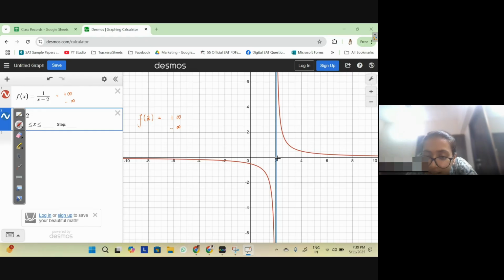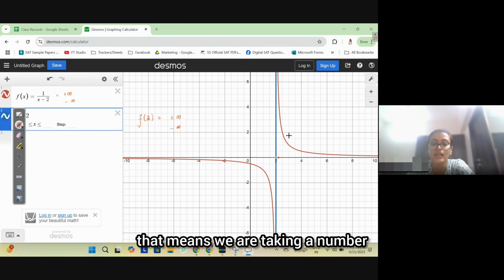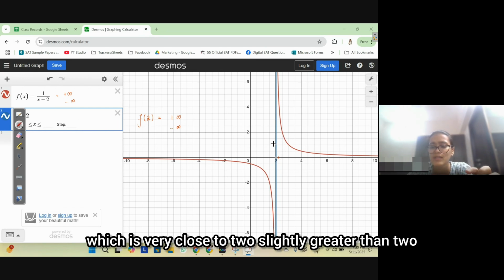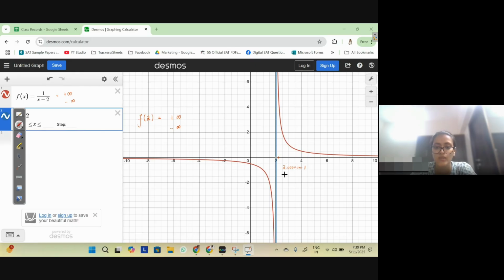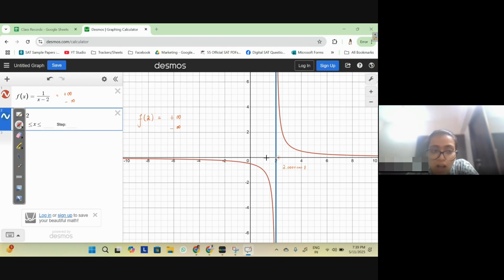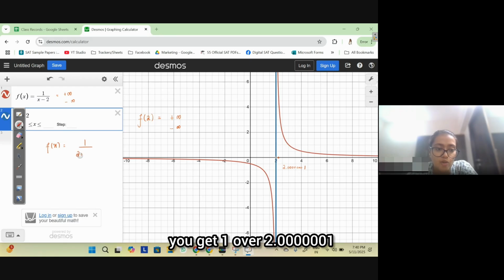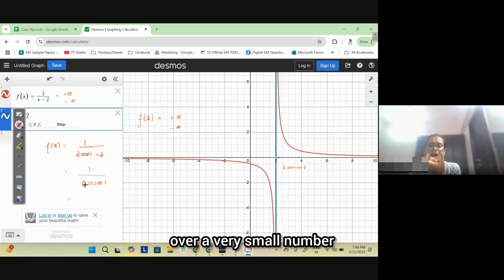Exactly. Now, the thing is, if we are approaching from the right side, that means we are taking a number which is very close to 2, slightly greater than 2. That means 2.00000000001. It's greater than 2, but it's not equal to 2. So when you take a number greater than 2 and find f of x, you get 1 over 2.0000001 minus 2. Well, that will give you 1 over 0.000000001. And that will give you 1 over a very small number, but it's positive. So you'll get positive infinity.